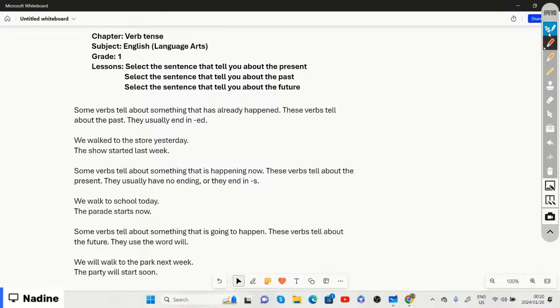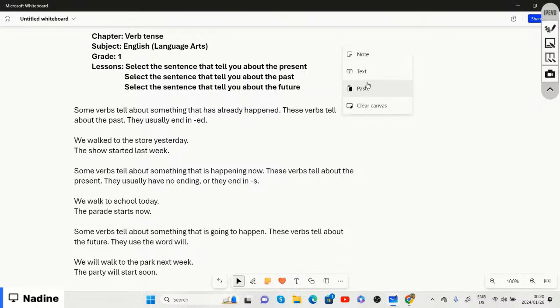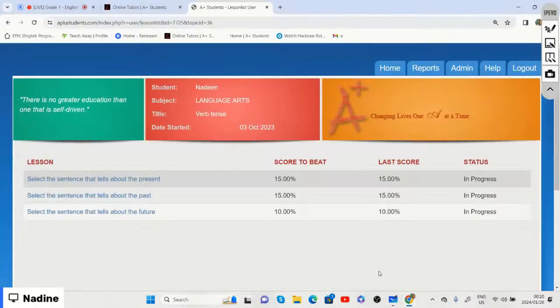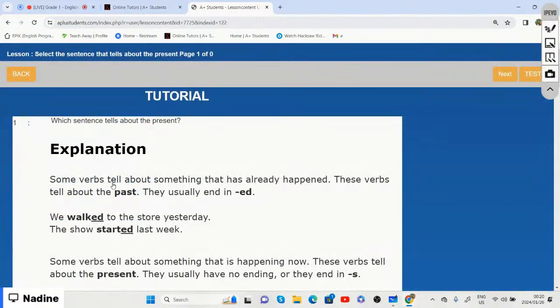And we're going to do our tutorial lesson on A plus students.ca. So now we're going to A plus students.ca. Our chapter is verb tense. And we're going to the first lesson, which is to select the sentence that tells you about the present, which is now. Something that is happening now.